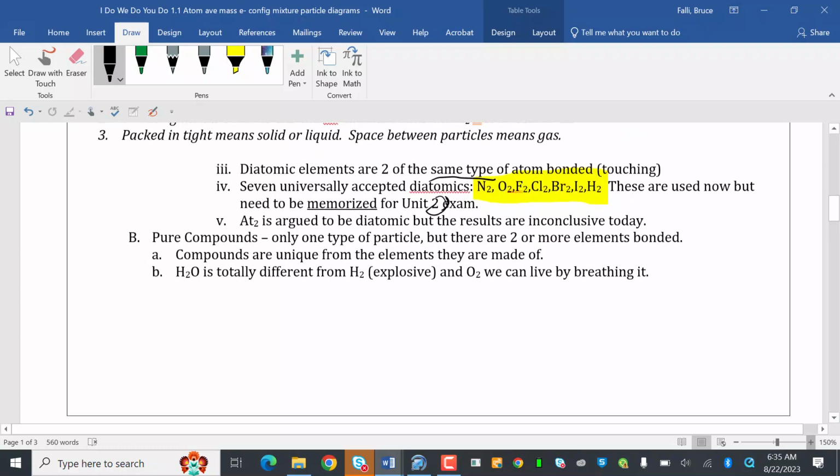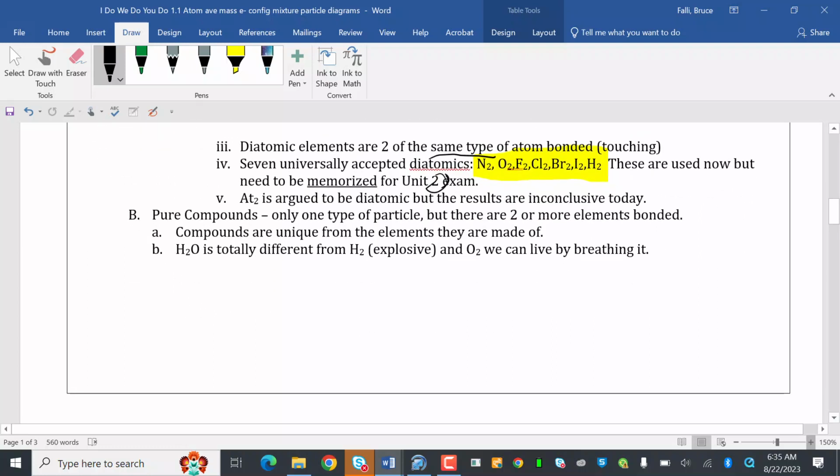Pure compounds are only one type of particle, but there are 2 or more elements bonded together. Compounds are unique from the elements they are made of. H2O, that's water. I think that's the one compound you should know. It is different from H2. If you put a match to H2, boom, explosive.